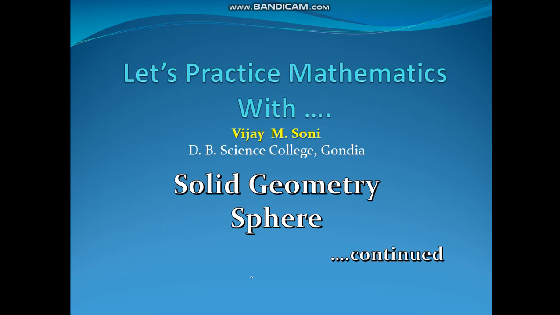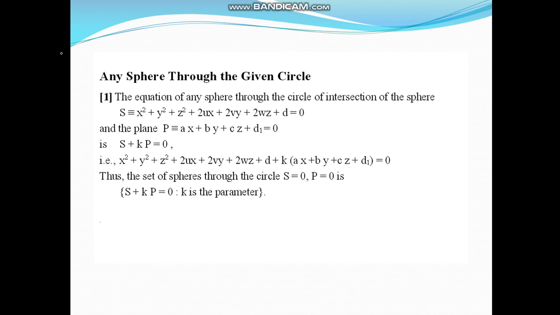Let us start with a new topic of sphere. Any sphere through the given circle. Number one, S is a sphere here and P is a plane. Then S plus Kp equal to 0 is called the equation of sphere passing through the points of intersection of this sphere and this plane. So the set of spheres through this circle is given by S plus Kp equal to 0.